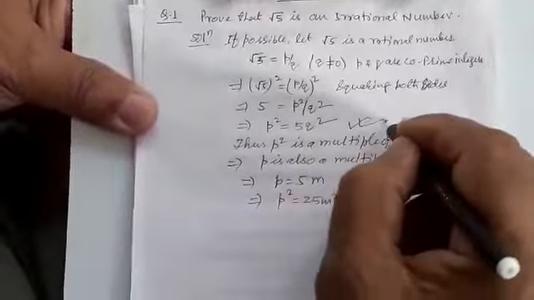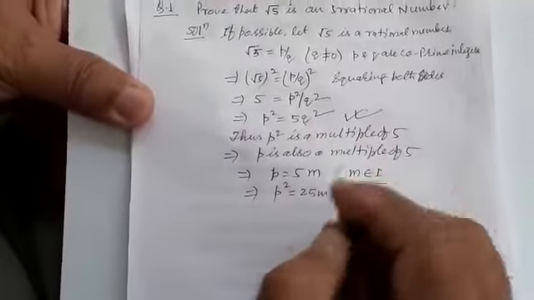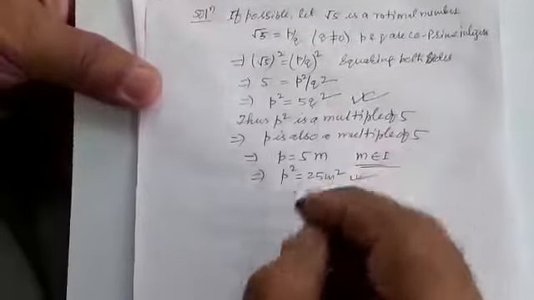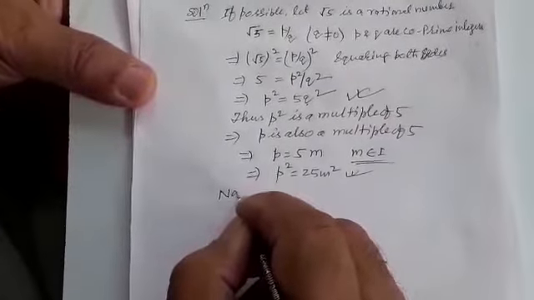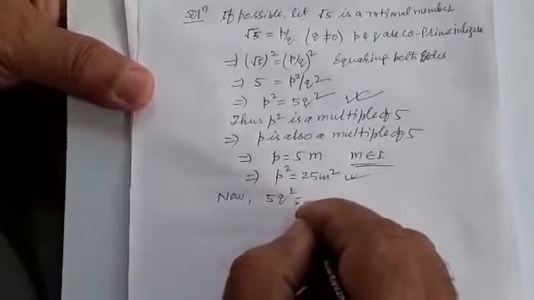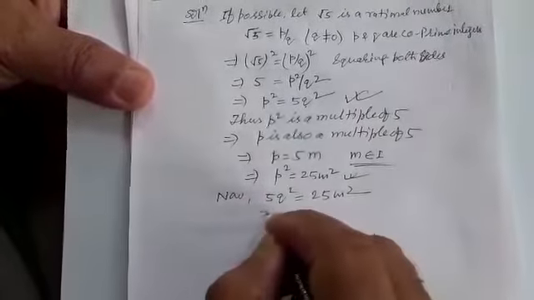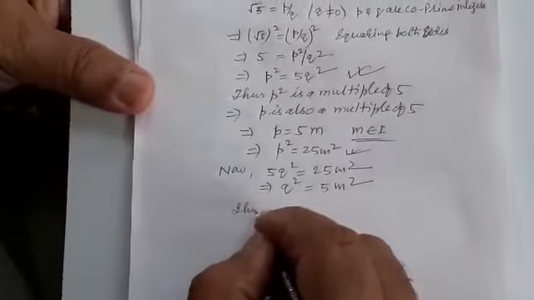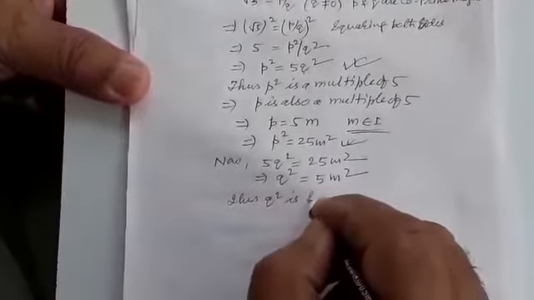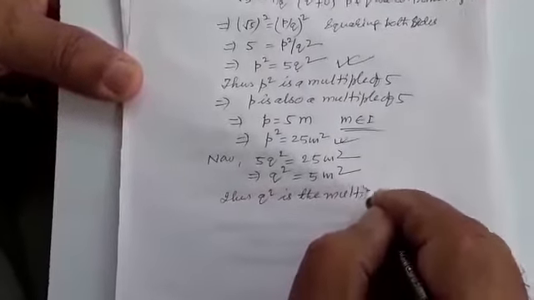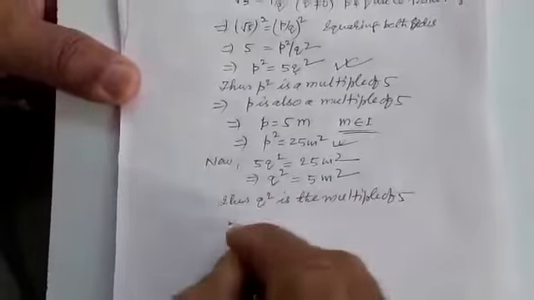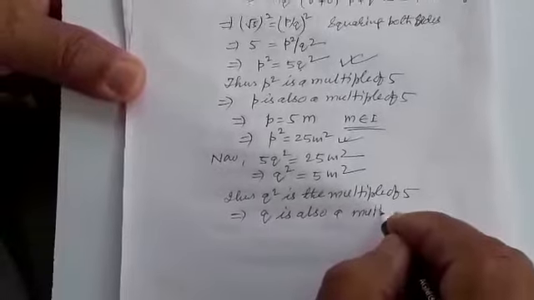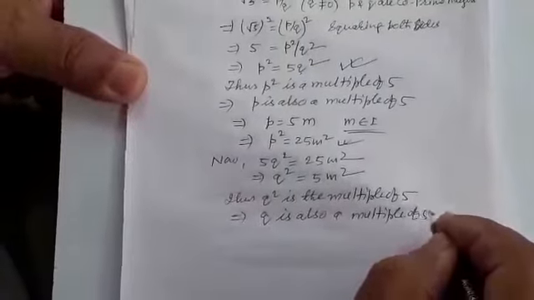Now we have two values of p square. One value is p square equals 5q square. Another value is p square equals 25m square. Now we will equate these values. 5q square equals 25m square. This implies q square equals 5m square. Thus q square is a multiple of 5. This implies q is also a multiple of 5.